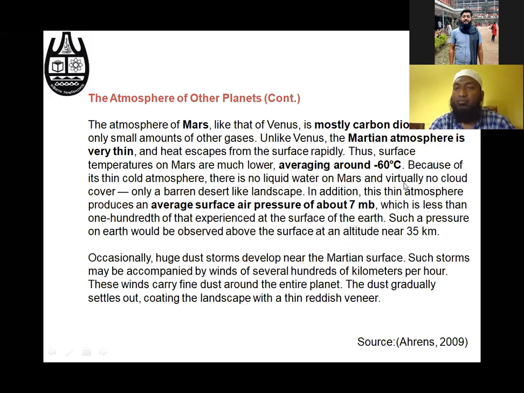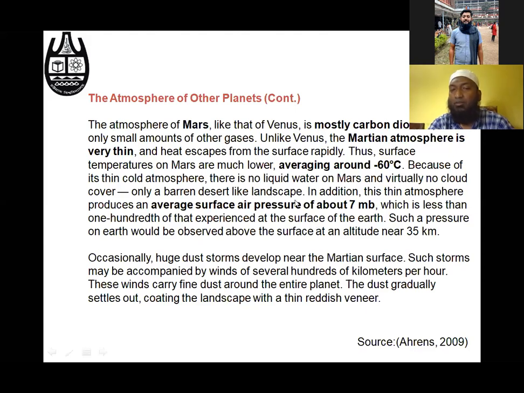The average temperature is minus 60 degrees centigrade because of its thin cold atmosphere, and there is no liquid on Mars and virtually no cloud system. As there is no liquid, there is no cloud system either. Maybe we can see some barren, desert-like landscape there. In addition, as the atmosphere is very thin, the pressure is also very low, only 7 millibar. So 7 millibar means you will not feel any pressure on you.